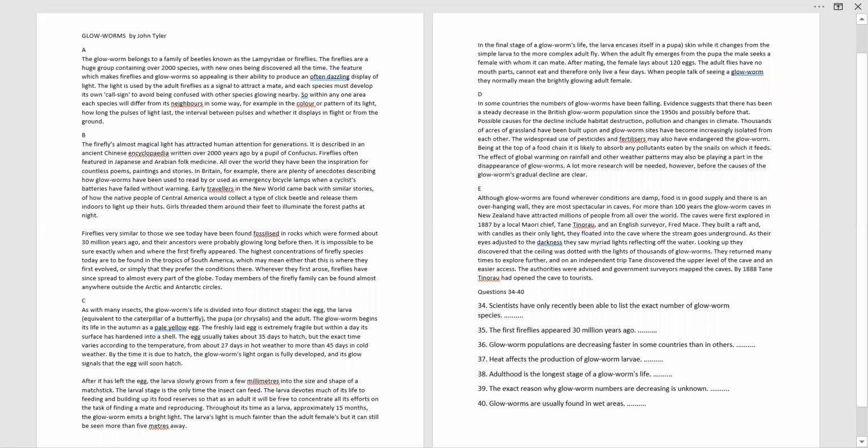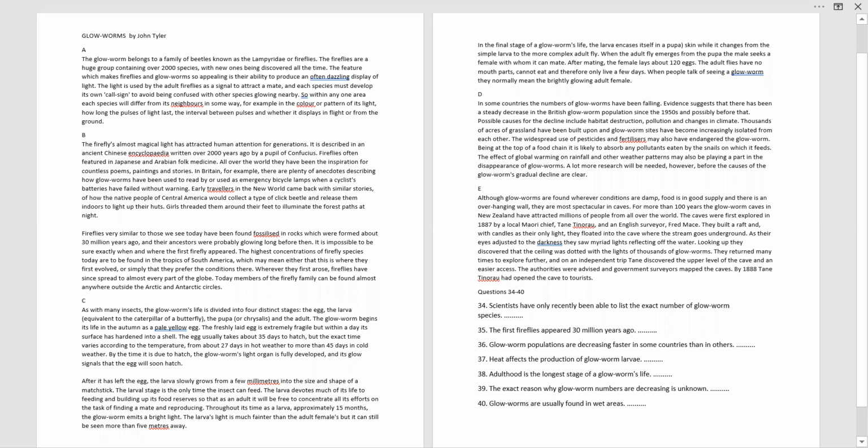If we go through this paragraph, the causes of the glowworm's gradual decline are clear. However, a lot of research will be needed. That means, as they are saying, a lot of research will be needed before the causes of the glowworm's gradual decline are clear, so it's still not clear. So that's why this 39th statement is true.